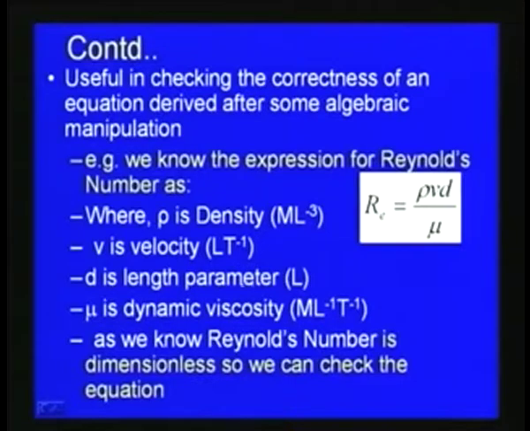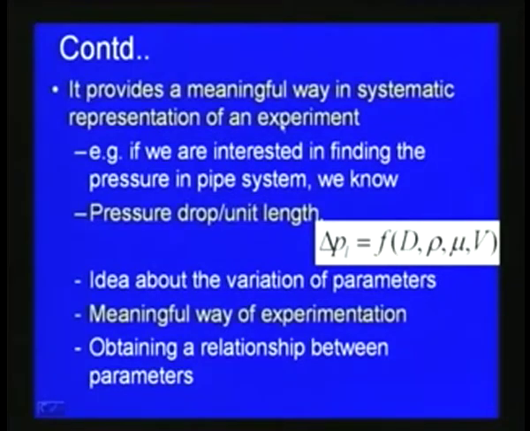So, we can say whether the equation we have written for the Reynolds number is correct or not by doing dimensional analysis. Another important aspect of dimensional analysis is that it provides a meaningful, systematic representation of an experiment. As I mentioned, we will be doing experiments to analyze various problems or to represent a field problem in the laboratory for various testing. While doing these kinds of experiments, dimensional analysis gives a meaningful way to systematically represent the problem.